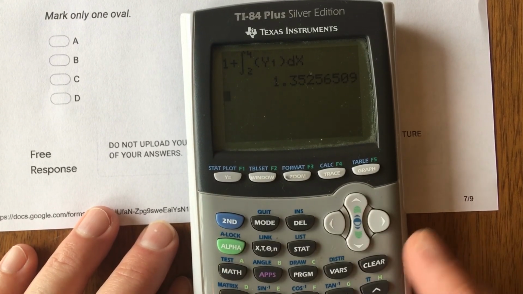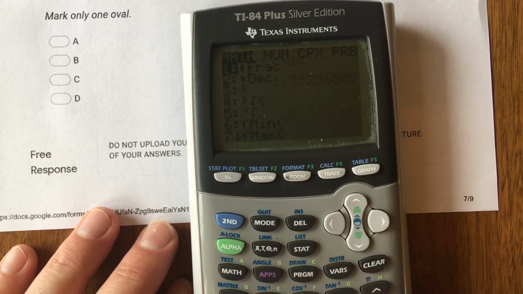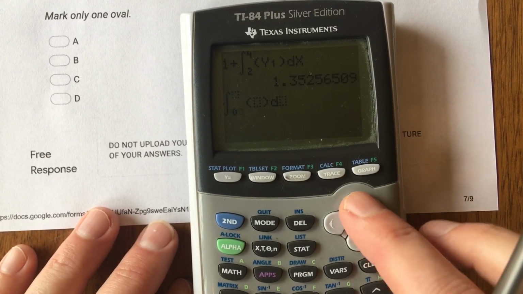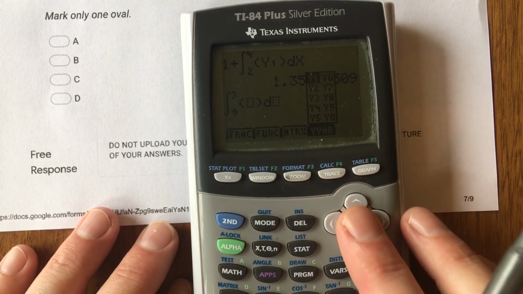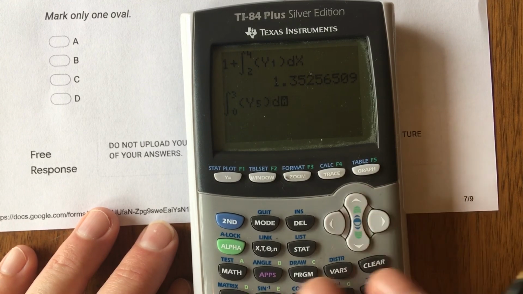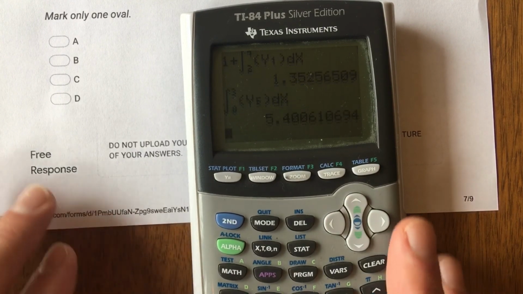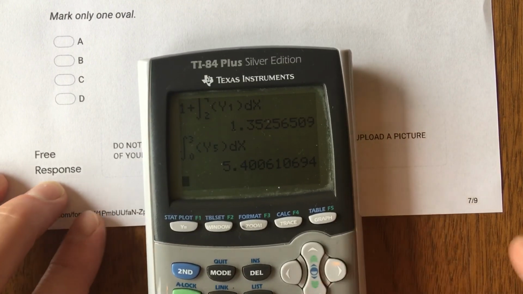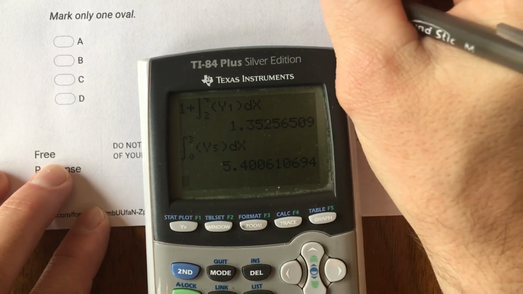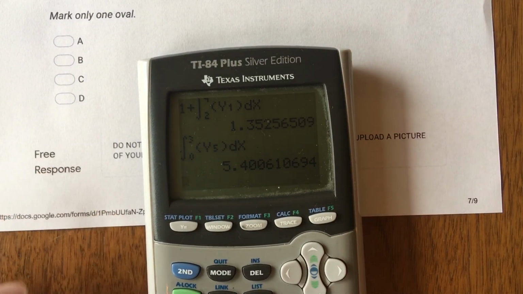All right, and so we can go math 9, the integral from 0 to 3 of alpha trace y5 dx, and I get 5.401, so we get D. All right, and then that's our answer.